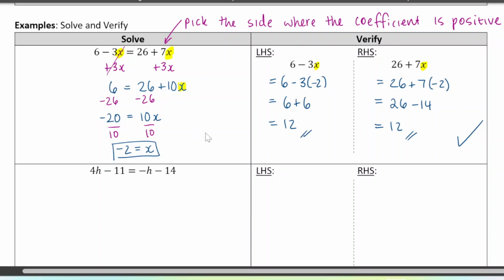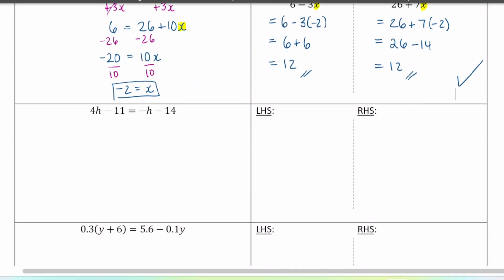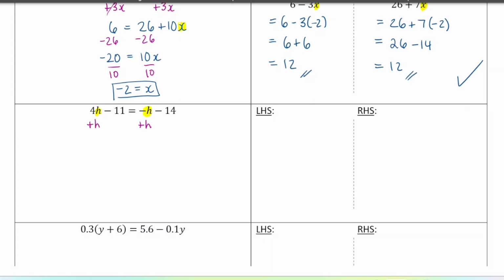Okay, if you want to try this one, you can go ahead and try it. We do have variables on both sides, so I'm going to choose which side to move the variables to. I always like to choose the side that's going to keep everything positive. So I'm going to go ahead and add 1h to both sides. So I'm going to cancel them out on the right side and move everything to the left side. You could do it the other way. It'll just mean that you have a negative coefficient, which is slightly more annoying to deal with. Okay, so 4h plus 1h is 5h. And on the right side, the h's have been canceled out, so I'll just have negative 14.